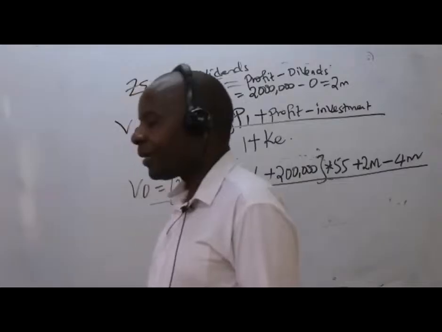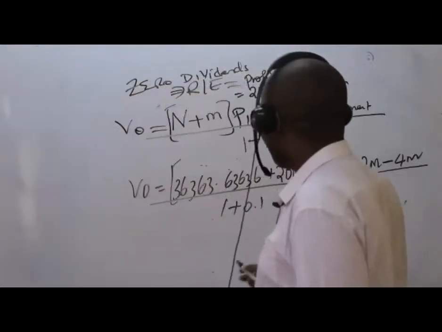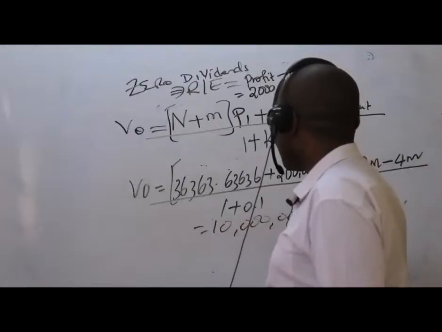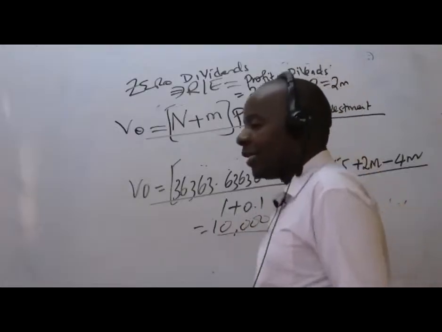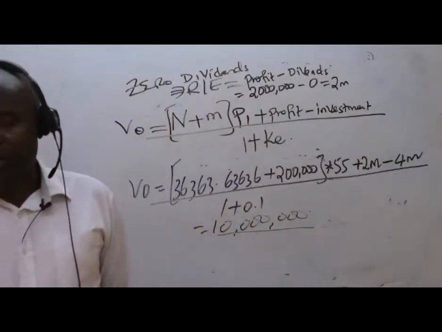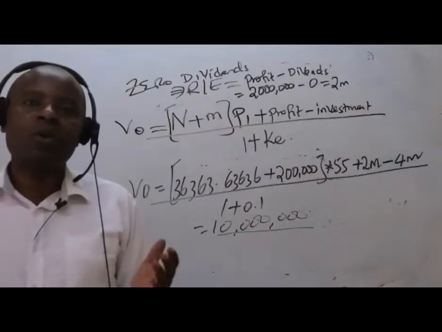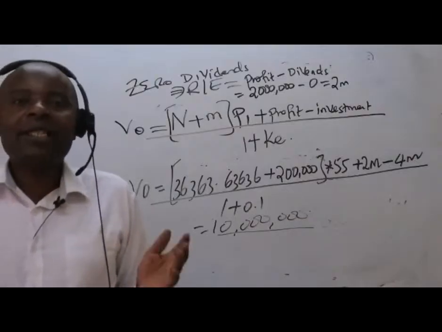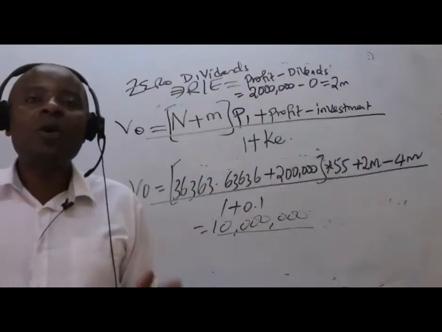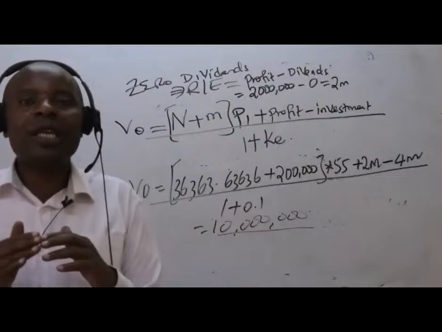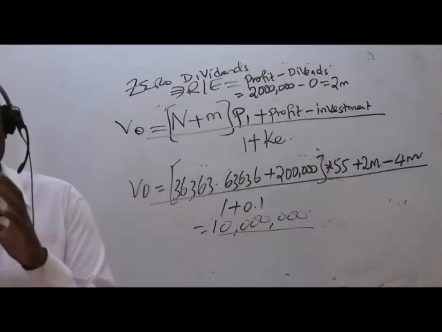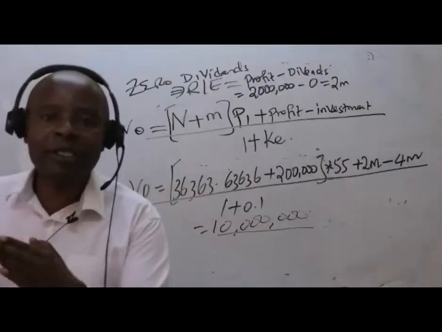So all of them are getting, at the end of the day, 10 million Kenya shillings. So, ladies and gentlemen, having gotten that, this is the value of this organization if it decides not to pay dividends. If we say it's zero dividends, then automatically we shall be able to get our farm being valued at 10 million. What about the other side of the coin?